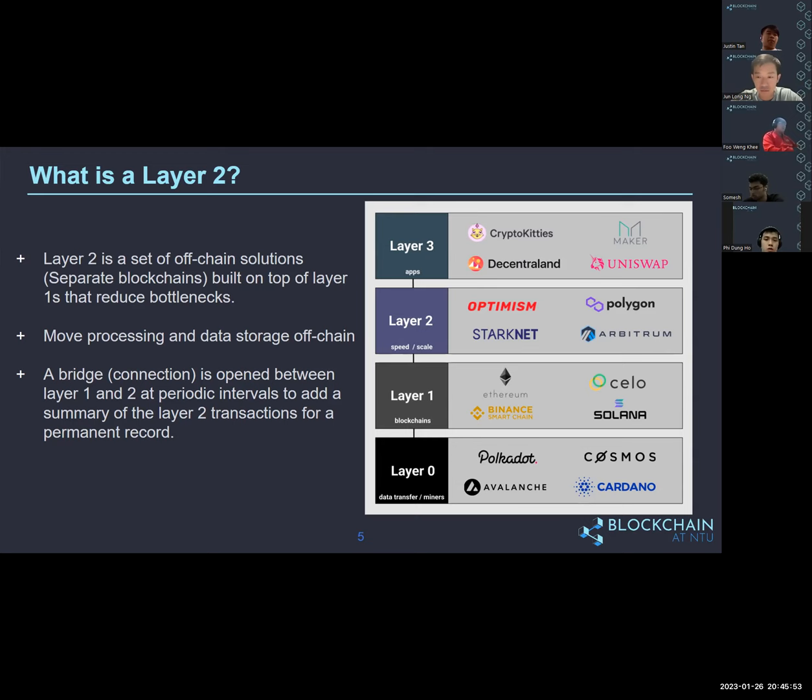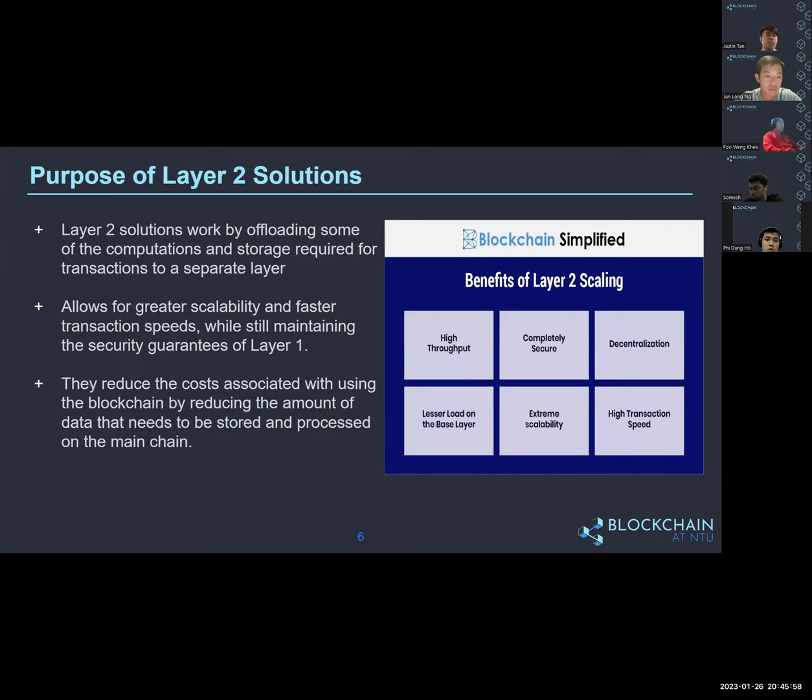Okay, so layer 2 solutions, as mentioned earlier, work by offloading some of the computation and storage required for transactions to a separate layer. Layer 2 solutions such as the Polygon network provide several benefits over the traditional layer 1 blockchain networks. First and foremost, scalability is greatly improved because processing transactions and smart contracts off the main chain will allow for significantly increased transaction throughput and faster computation time.